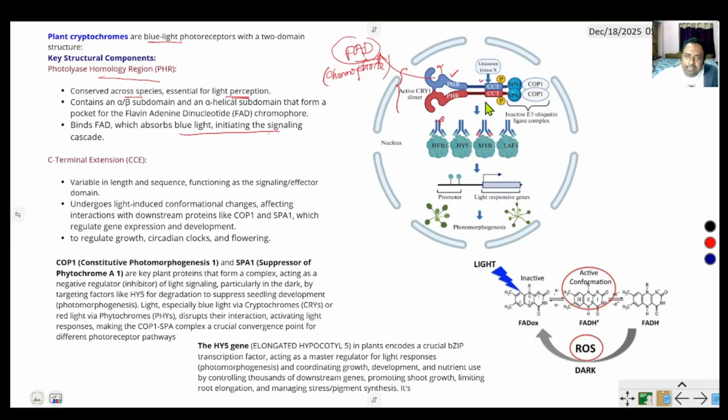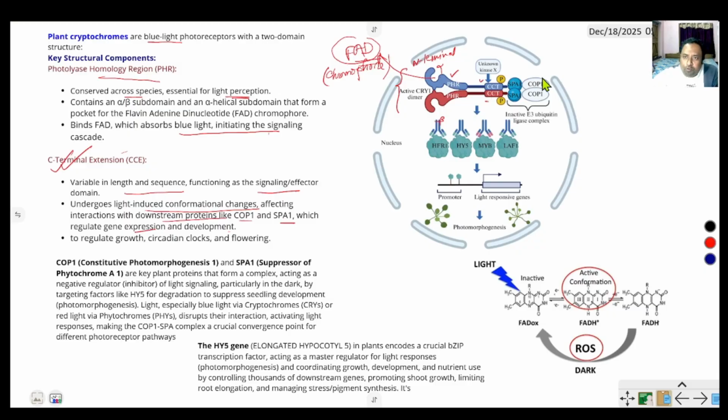Another domain is the CCT domain, that is the C-terminal domain. PHR is N-terminal, but CCT is the C-terminal domain. It is variable in length and sequence; the length is different in different organisms. The CCT region functions as the signaling effector domain, undergoing light-induced conformational changes affecting interaction with downstream proteins like COP1 and SPA1, which regulate gene expression and development.